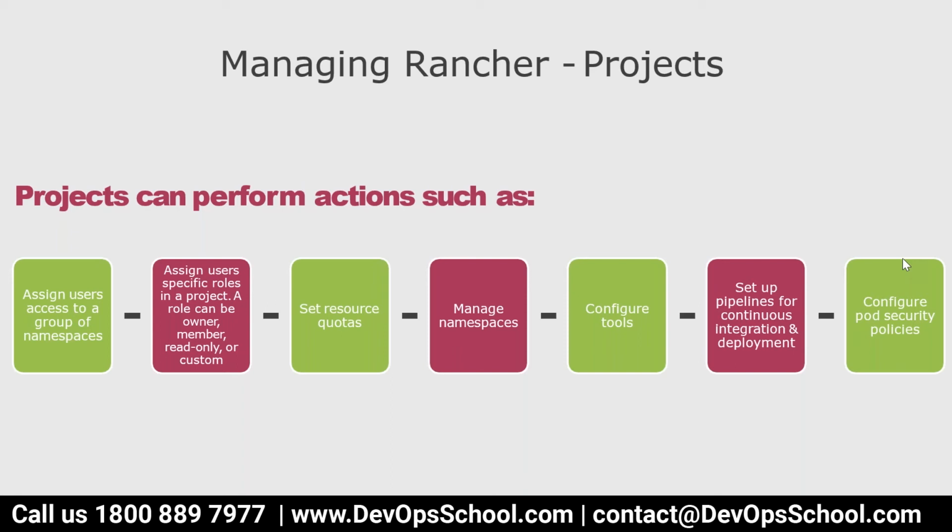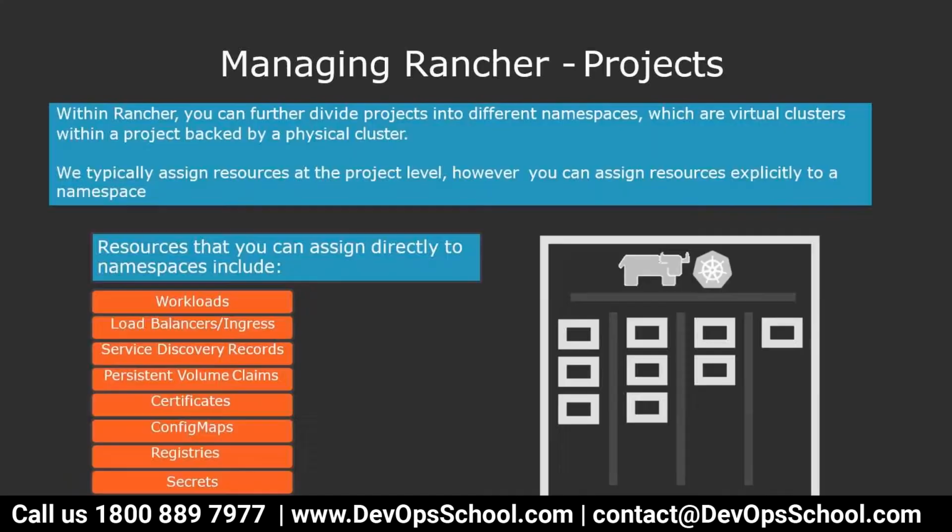Again, I repeat, projects can perform actions such as assign user access to a group of namespaces, assign users to specific roles in a project. A role can be owner, member, read only, or custom. Set resource quotas, manage namespaces, configure tools, set pipelines for continuous integration and deployment, and configure pod security policies. Within Rancher, you can further divide projects into different namespaces, which are virtual clusters within the project backed by a physical cluster.